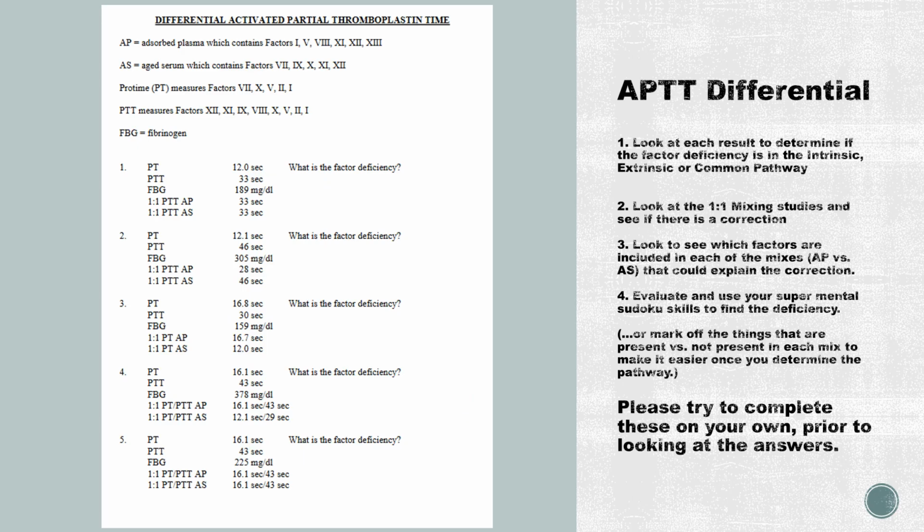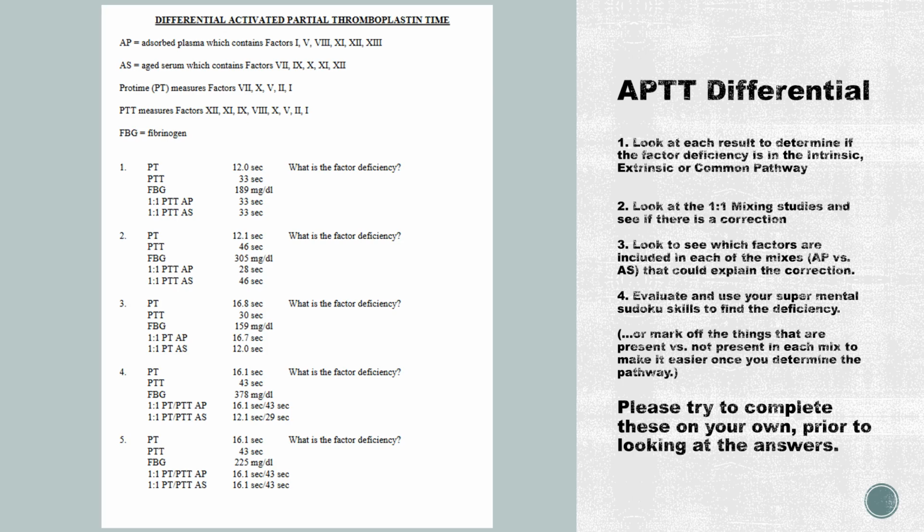All right, so we have already talked about mixing studies just a bit, and this is a very antiquated way of doing a mixing study. In this situation, we have adsorbed plasma, and it contains very specific factors, which I have listed for you at the top of your page: factors 1, 5, 8, 11, 12, and 13. And then we have aged serum, and aged serum contains factors 7, 9, 10, 11, and 12. So there are a couple of duplicates. They both have 9, they both have 12. But for the most part, they do have some variation.